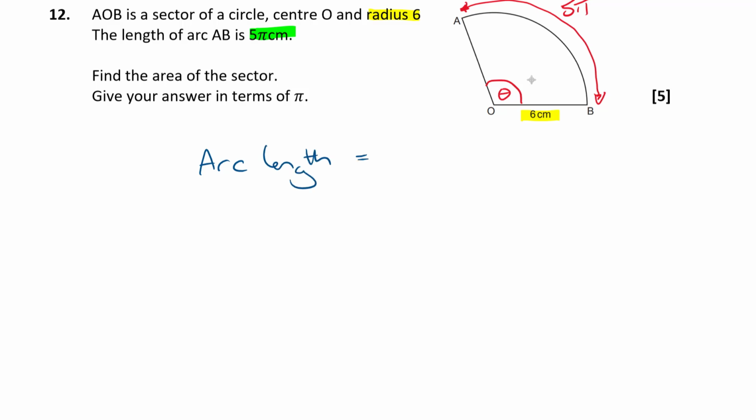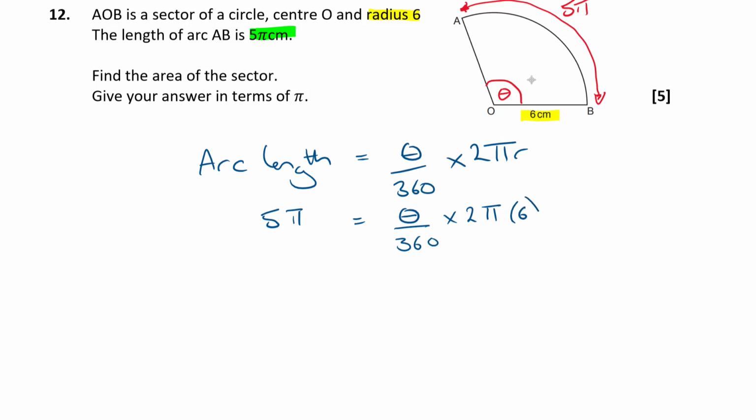So arc length then is going to be theta over 360 times pi d, isn't it? Pi times diameter, which in other words is 2 pi r. So pi d or 2 pi r. So I'm going to use 2 pi r because we've got the radius here of 6. Okay, so I know the arc length, it's 5 pi. Don't know theta. Hopefully I'm going to find it. And I know that r is 6. Okay, so I've got 5 pi equals theta over 360 times 2 pi times 6.